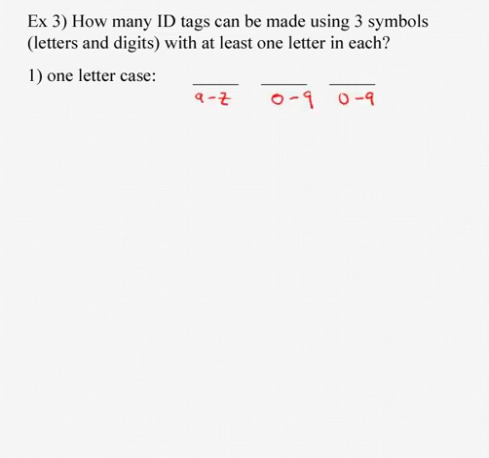Well, here's a possibility where there's a one-letter case. And let's put that A to Z. And then we've got two digits, so that's 0 through 9, 0 through 9. There are 26 choices to choose from the letters of the alphabet in the English language. So that's 26, 10 choices for numerals 0 through 9, 10 more choices for numerals 0 through 9, and we multiply, because it's a compound event, 26 times 10 times 10 is 2,600 possible ID tags that can be made using those three symbols.